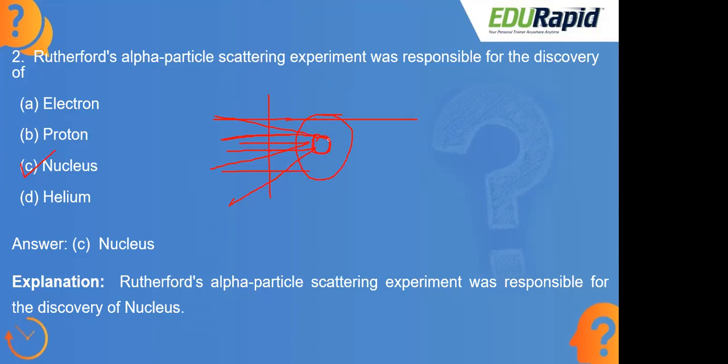presence of the nucleus, and this experiment led Rutherford to find out the presence of the nucleus at the center of an atom, where all the atomic mass is present. The mass of an atom resides here in the nucleus. That is the statement given by Rutherford.